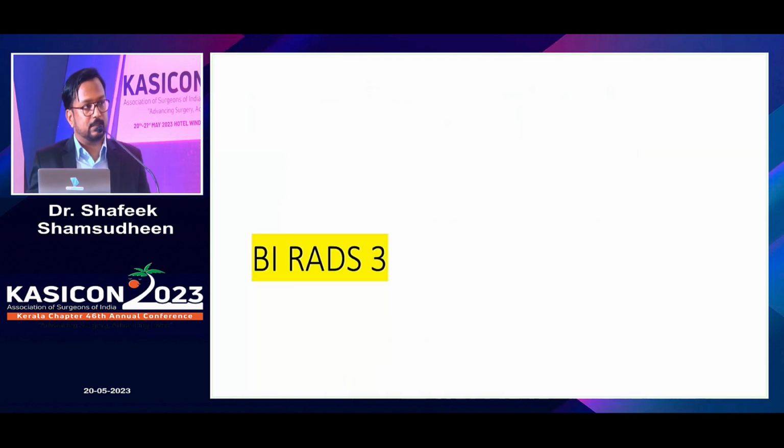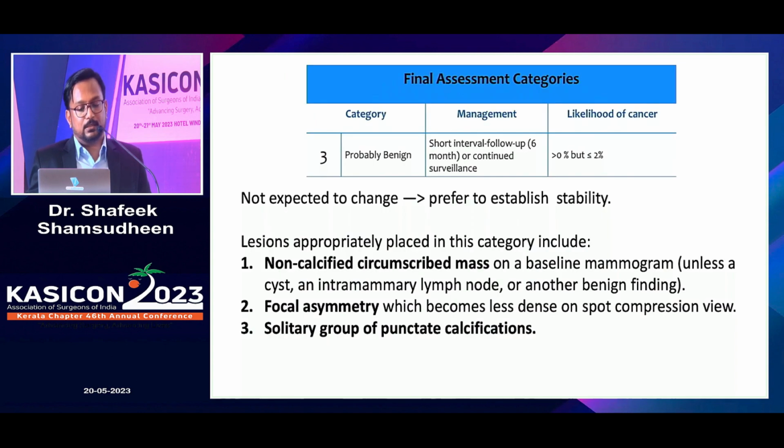Let's start with BI-RADS 3. So BI-RADS 3 is a lesion which used to be called probably benign, which has less than a 2% chance of harboring malignancy. Generally, these lesions are not expected to change, but you would like to establish stability, hence the follow-up. The lesions characterized mammographically as probably benign are three. Number one, a non-calcified circumscribed mass. Number two, a focal asymmetry. Number three, a solitary group of punctate calcifications.